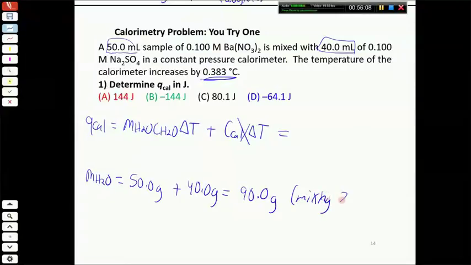So that was the only thing about this one that's a little bit different: when we mix two solutions together, all of the heat that's produced by the reaction can be absorbed by all of the water that's present from the mixture of the two solutions. So by mixing the two together, we have a total of 90 grams of water, and any heat that's produced in the reaction will be dissipated throughout that entire 90 grams of water, not just the 50 that we started with or the 40 that we added. The total is what's important. Okay? So we have 90 grams of water.